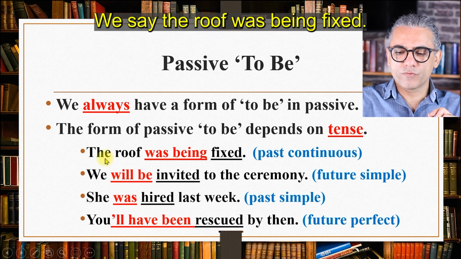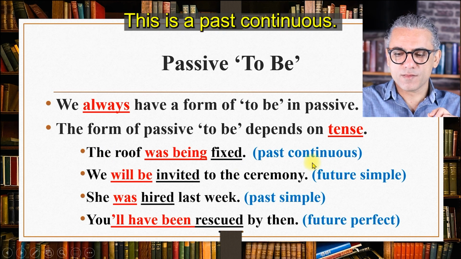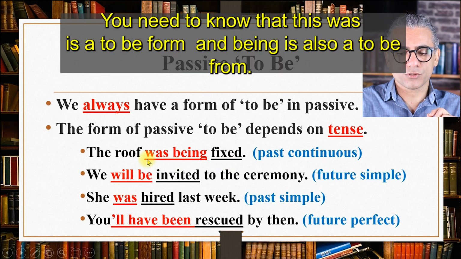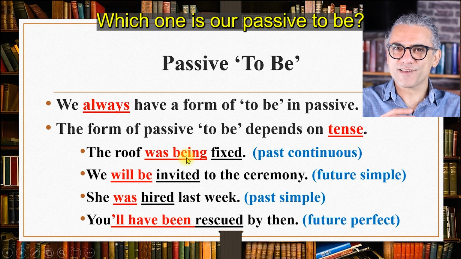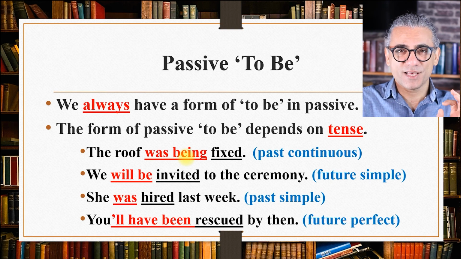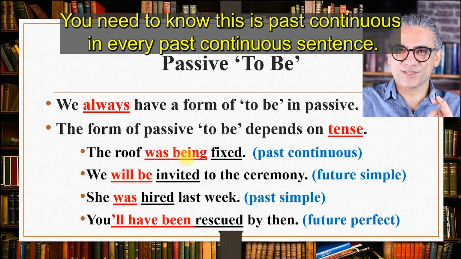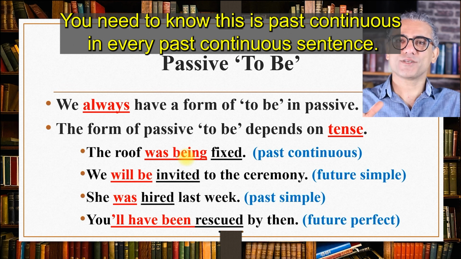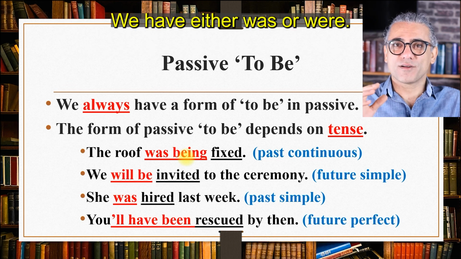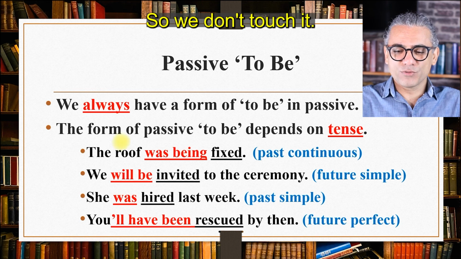We say, the roof was being fixed. This is in past continuous. You need to know that. This was is a to be form and being is also a to be form. Which one is our passive to be? You need to know this is past continuous. In every past continuous sentence, we have either was or were. So we don't touch it.